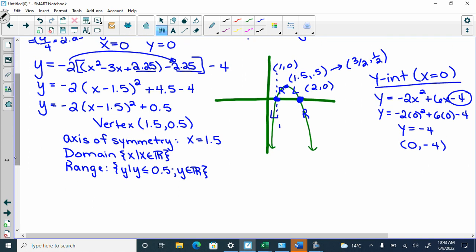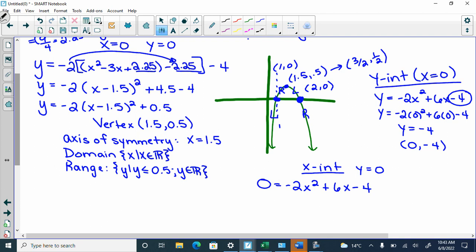Now my x-intercept is a coordinate as well. For the x-intercept, y equals 0, and we always want to use standard form as well. So we're going to go 0 equals -2x squared plus 6x minus 4. Now I know the answers here are nice whole numbers for my x-intercepts. It's 1 and 2. We agree?